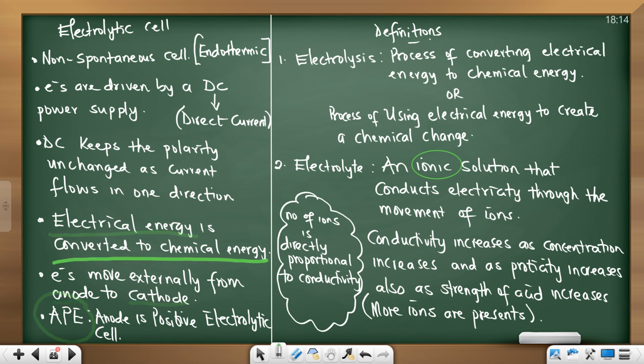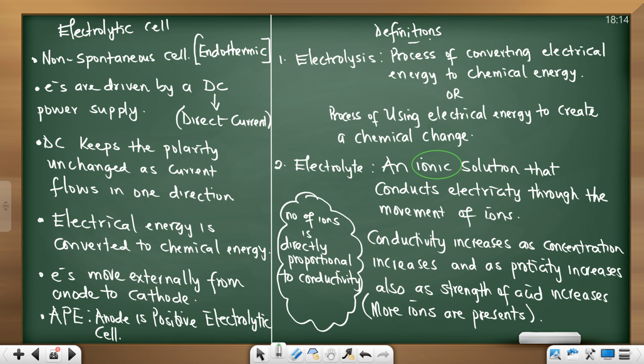Then we came to our definitions. Electrolysis: the process of converting electrical energy to chemical energy. What is an electrolyte? An ionic solution that conducts electricity through the movement of ions. Remember the song? If you listened to that song, you will notice that this is just the lyrics.